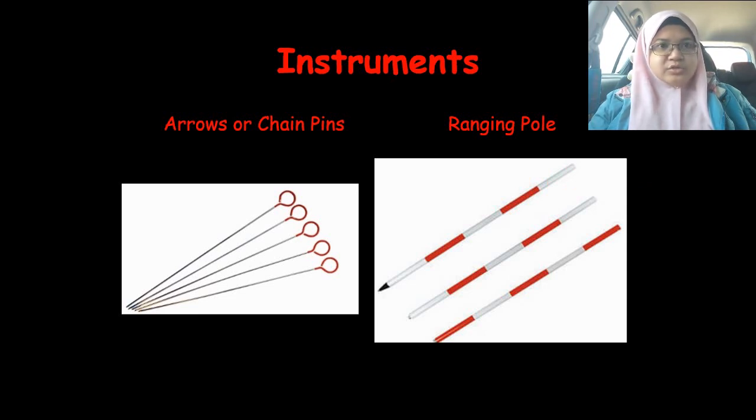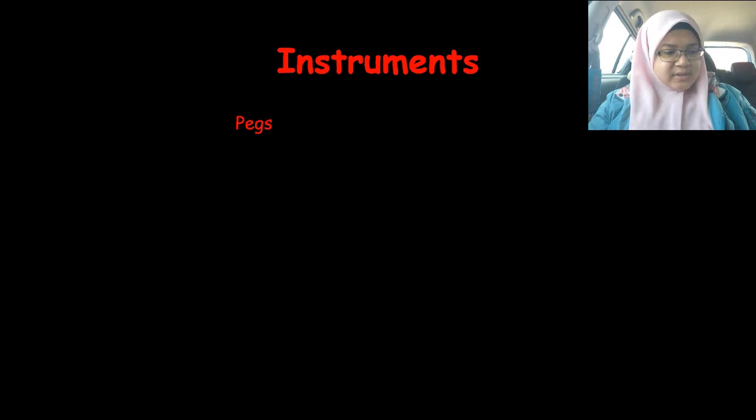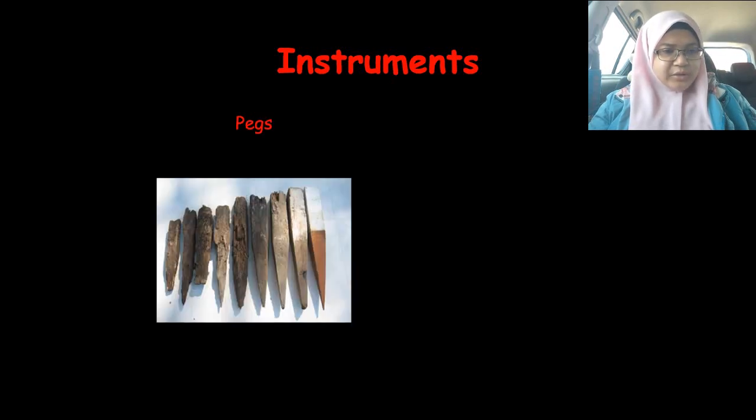The next instrument is the pegs. It is actually this one. You know this one, right? They are made of wood, and they are used to mark the survey position. The size can be 40 to 60 centimeters, depending on the type of survey work and the type of soil. And although the pegs are driven into the ground, 1/5 of its part should be visible above the ground surface.